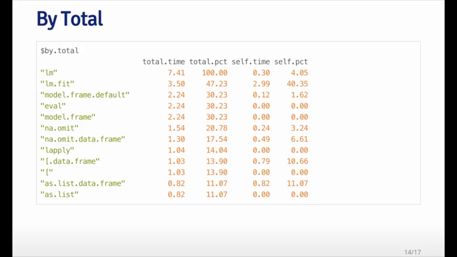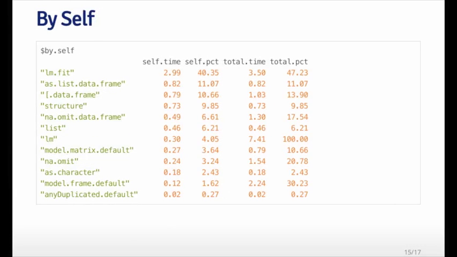Now you also see a number of functions here, model.frame, model.frame.default, eval, and these functions don't really involve computation, but there is a reasonable amount of time spent within them, so that's interesting. Now, I think a more useful output is the by.self output, which subtracts out any lower-level function calls and calculates the amount of time truly spent in a given function. And here you can see that lm.fit is the clear winner, because that's really where all the computation occurs.